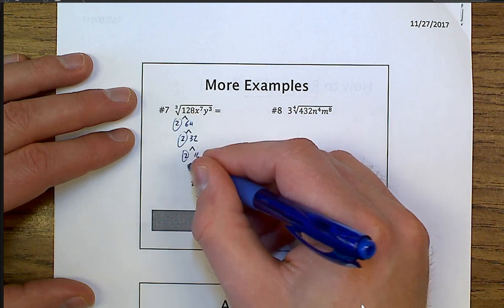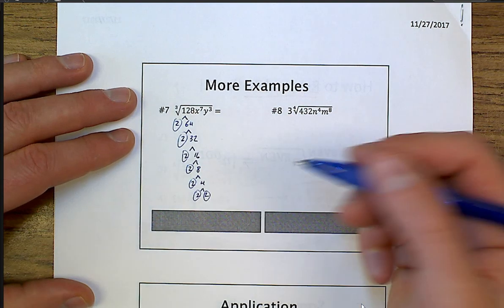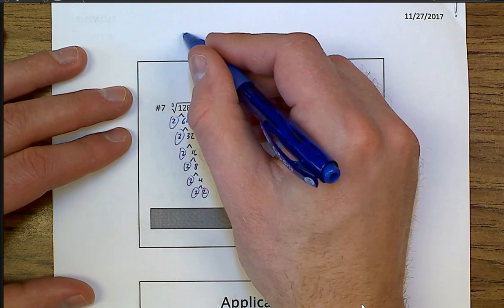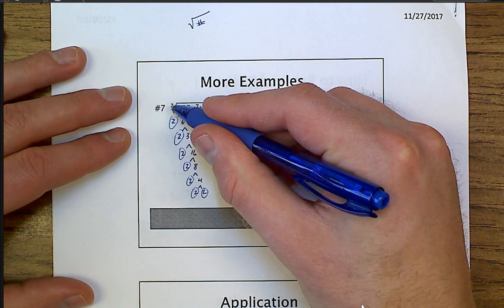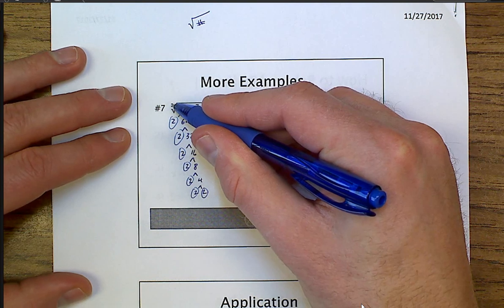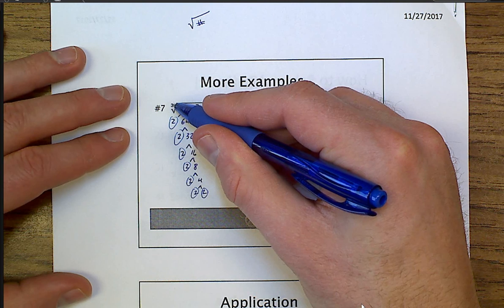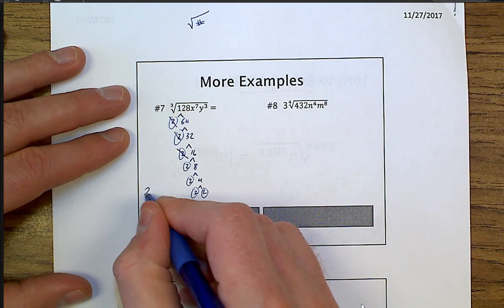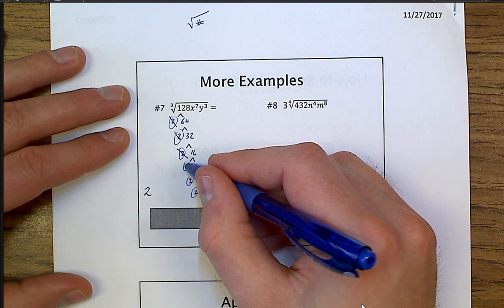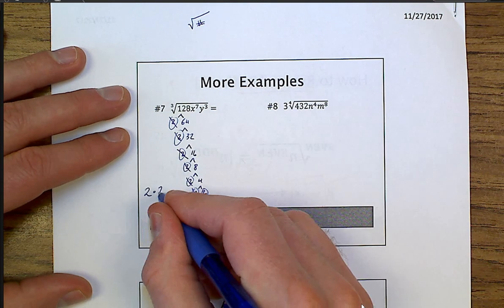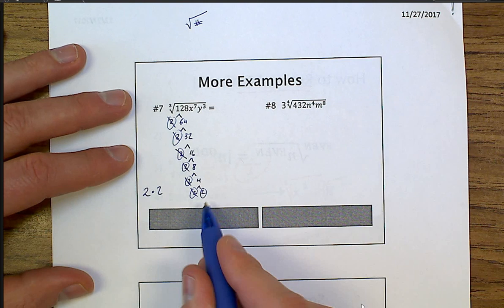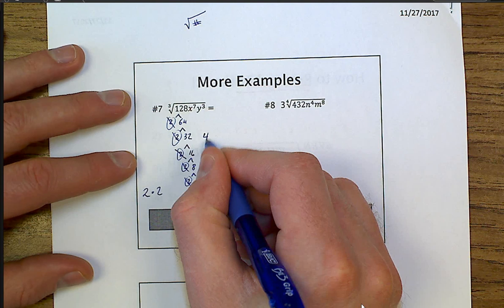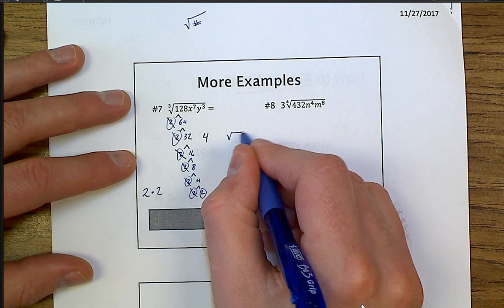Now, a common mistake that students are going to make here is they're going to look for pairs. Well, that's only if we're taking the square root of a number. We're taking the cube root, so we're looking for groups of 3, not groups of 2. We're looking for groups of 3 because this is a 3. So 1, 2, 3. That's one group of 2's. 1, 2, 3. A second group of 2's. And then I have this lonely 2 all by itself. So right now I have 4, okay? And then I'm going to have the cube root of 2 left over.